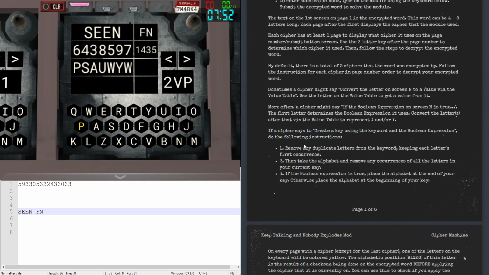to create a key, we're going to follow these instructions. Remove any duplicate letters from the keyword, keeping each letter's first occurrence. So I'm going to remove an E. Then we're going to take the alphabet. So A, B, C, D, E, F, P, Q, R, S, T, U, V, W, X, Y. And I'm going to copy this, so that way we can use it later on. And we're going to remove all occurrences of the letters shown in the keyword. So S, E, and N.